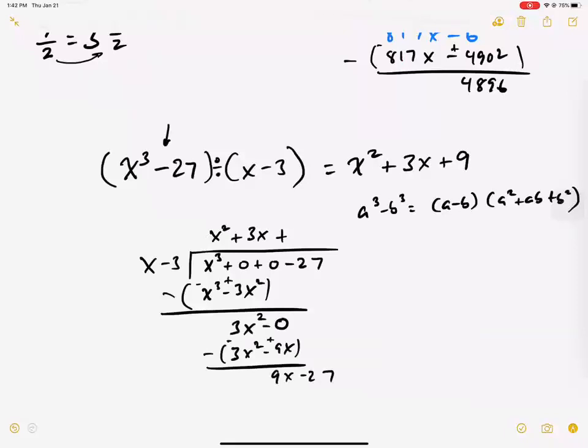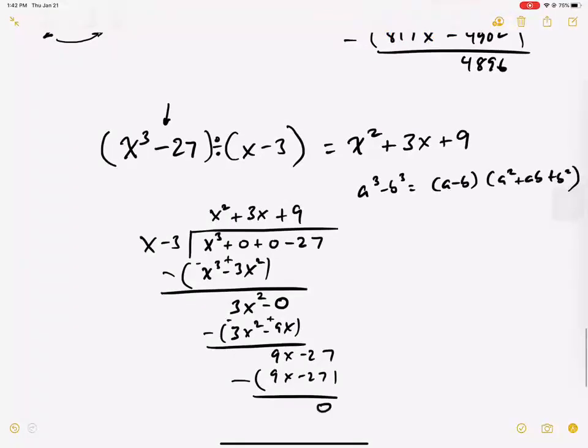Last step is bring down the 27. 9 times x is 9x, and we have 9x minus 27. Zero remainder. So as I mentioned before, this rule can be found through long division or synthetic division, whichever one you prefer. But if you ever forget this rule on the SAT, you can always come up with it. And if we have missing spaces, let's say we're missing x squared or x, you can just put a 0 there as a placeholder.